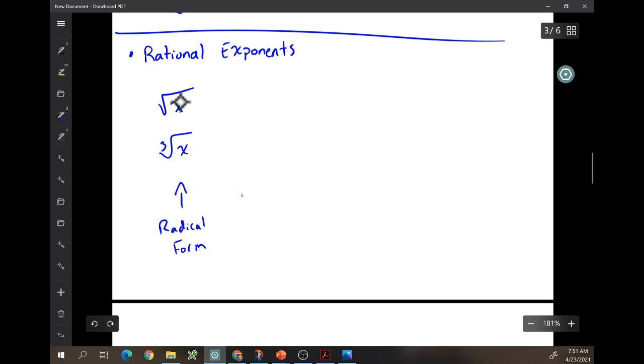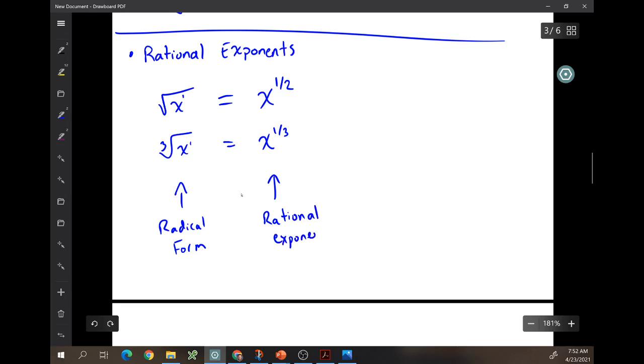Now, what power would x have? It's x to the first power. We can actually change these into what we call rational form. In rational form, the square root of x is going to be defined as x to the 1/2 power, and the cube root of x would be x to the 1/3 power. These are the same, it's just a different way to write it. So this is going to be our rational form, and we call this a rational exponent.